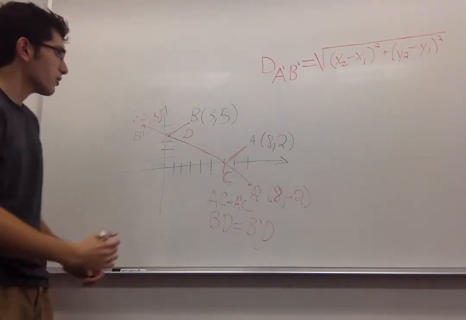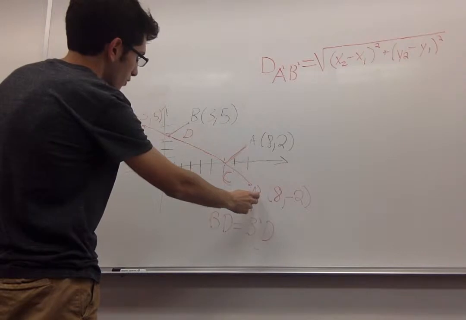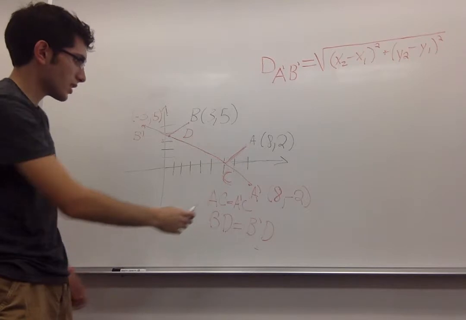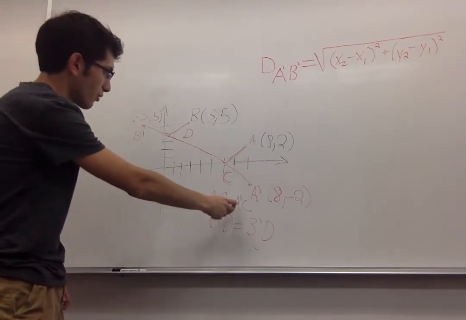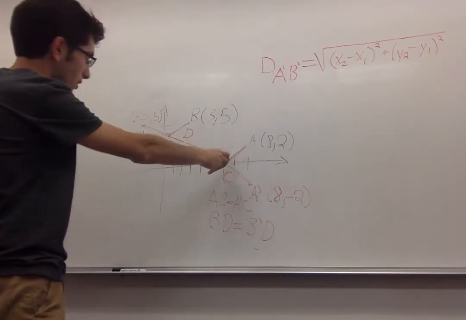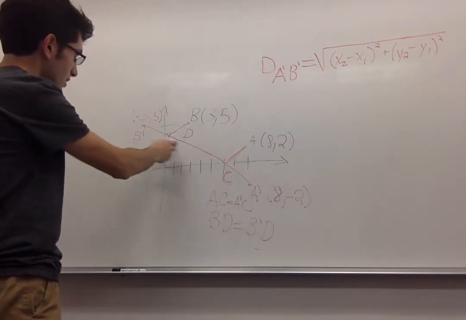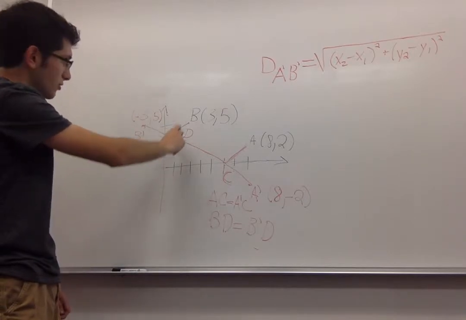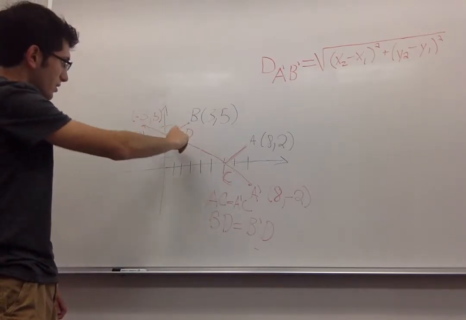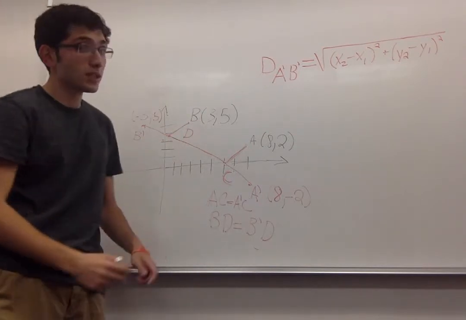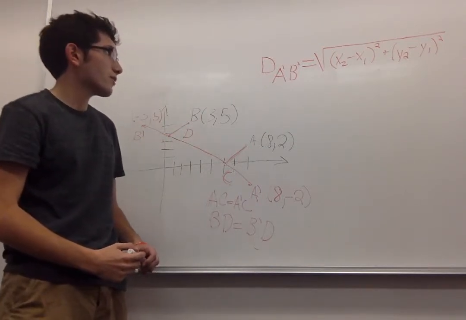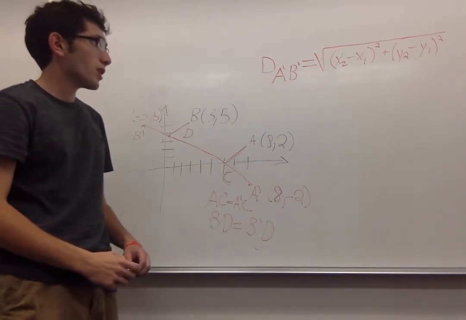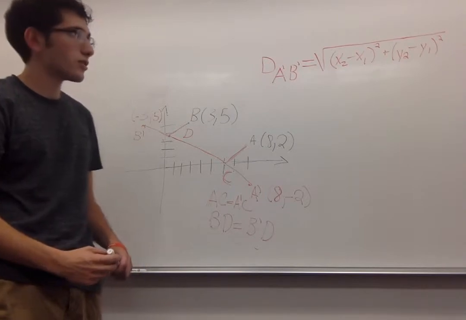Now all we have to do is find the distance from A prime to B prime. This is because we stated AC equals A prime C, we'll find CD, and since B prime D equals BD, then we'll find this distance here. So the distance formula is the square root of (x2 minus x1) squared plus (y2 minus y1) squared.